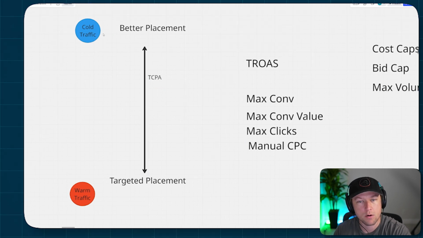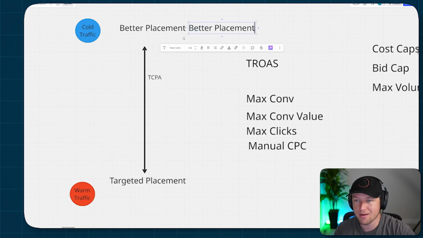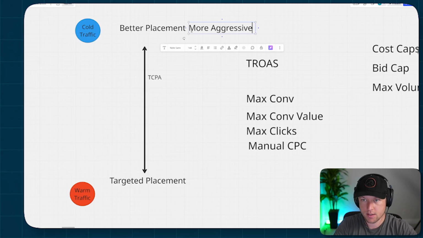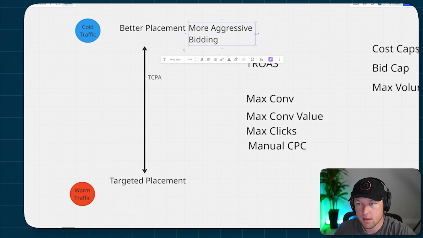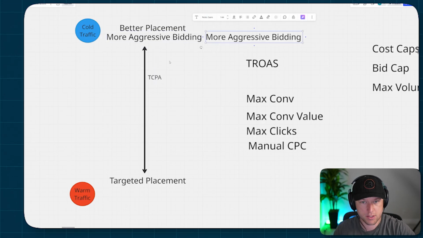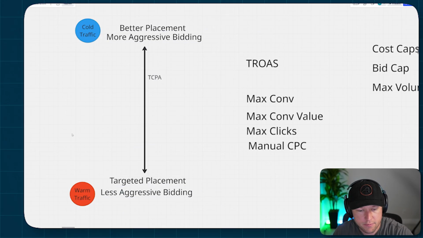Now, this arc over here is what I would say cold traffic, better placement. I would say more aggressive bidding as well too. So I'll type this in. And just so we have that as context, I'll put that right here. And let me actually do another one down below. So we'll do less aggressive bidding.